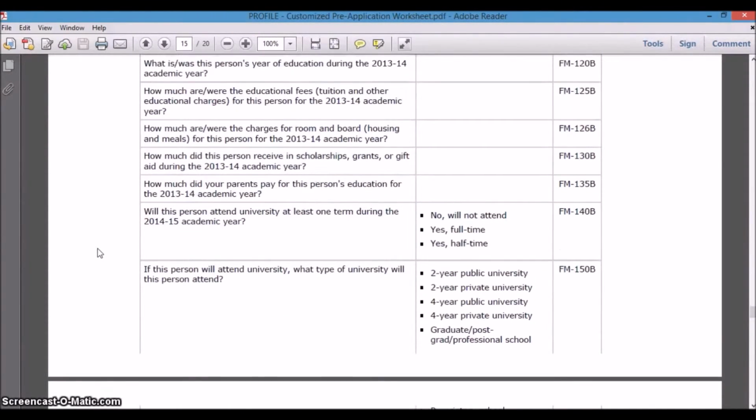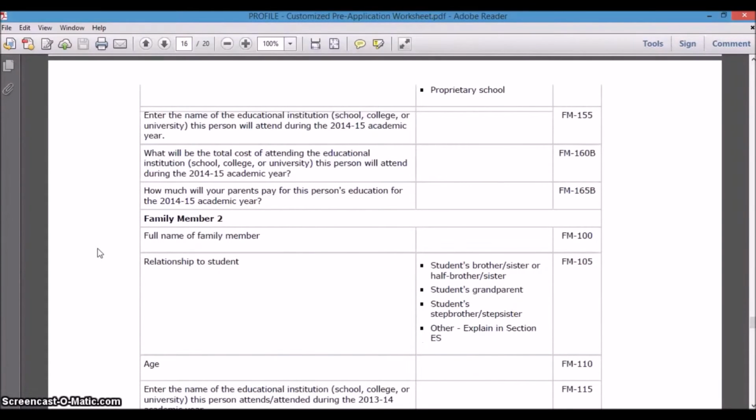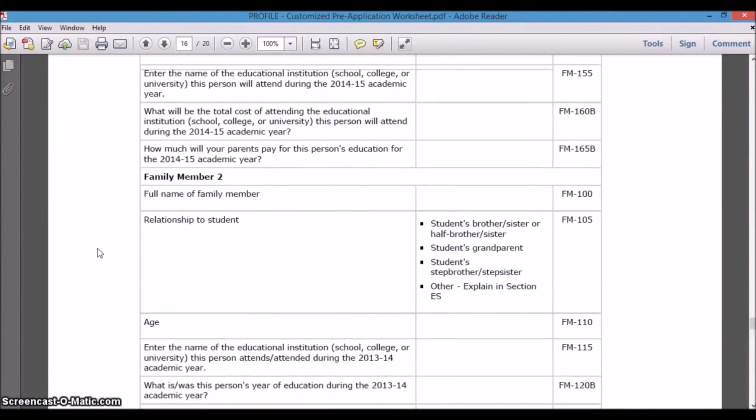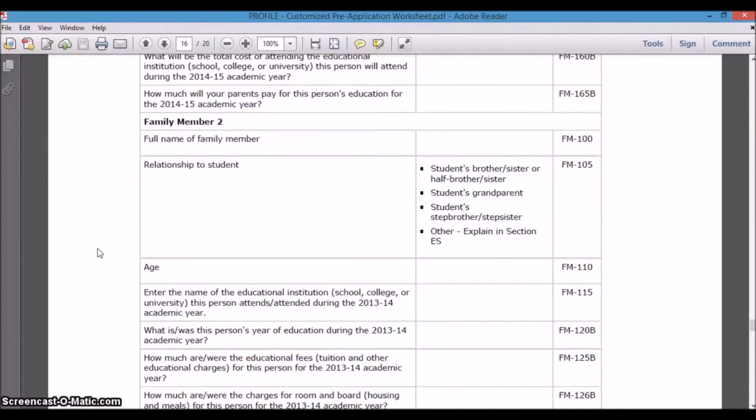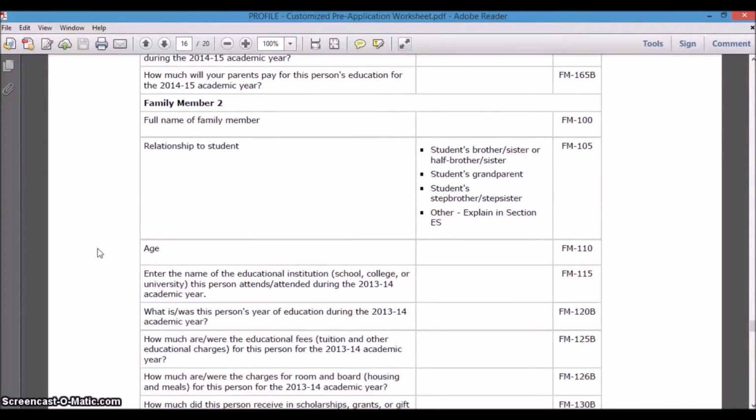After that, you write if they are in a public university or a private university or whatever, or how much your parents are actually paying for that person. So this is for family member number 1, and then you do this for family member 2, and so on. If you don't have enough space on the CSS, you just add this information in the additional information section, which will come up at the end of this form.